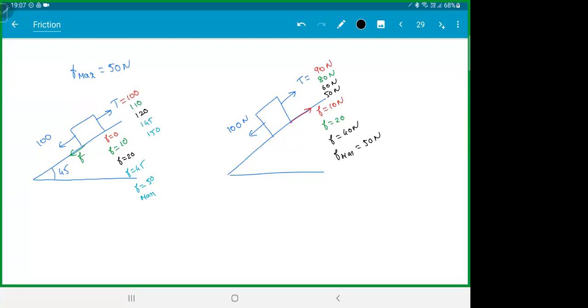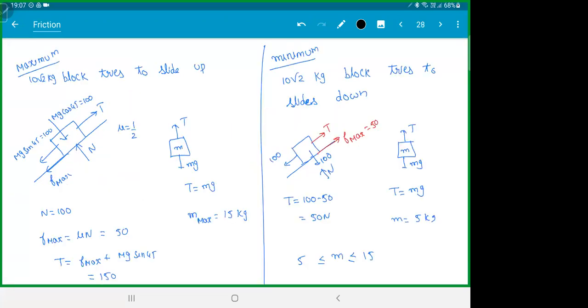Are you getting this, everyone? For different values of small m, the friction ka value will adjust. Friction ka value can change from plus 50 to minus 50. F constant nahi hai. Isn't this the story of friction initially? Depending on the situation, I'll give you how much you require. It doesn't mean I should give you 50 every time. Please take this. So you always take the extreme cases.